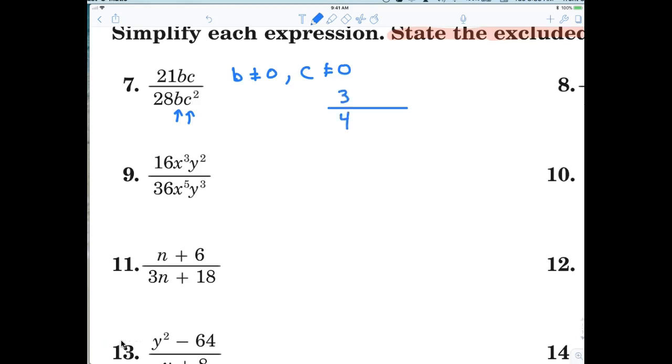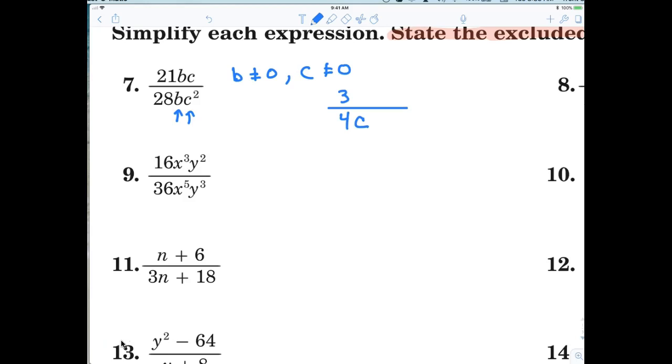Now, what happens to the b's? They cancel out. And there's one. Now, the next part, I want you to remember, if there's one c on top and two c's on the bottom, when you cancel, you will have a c where? A c on the bottom. So, again, very simple. Reduce the fraction. That's all you're doing.